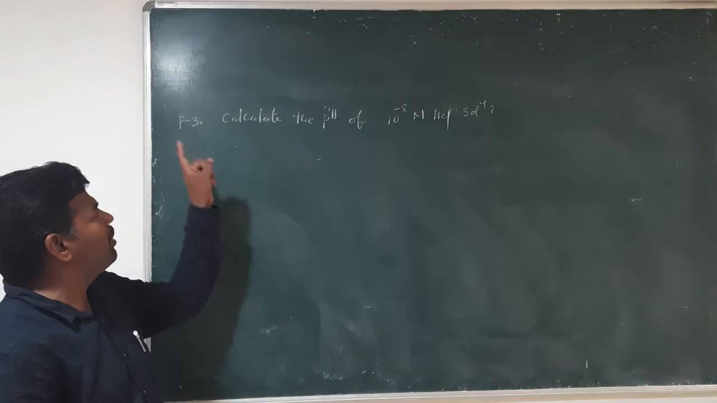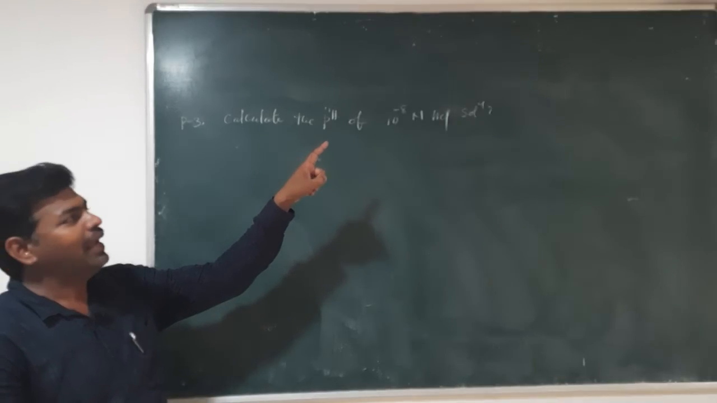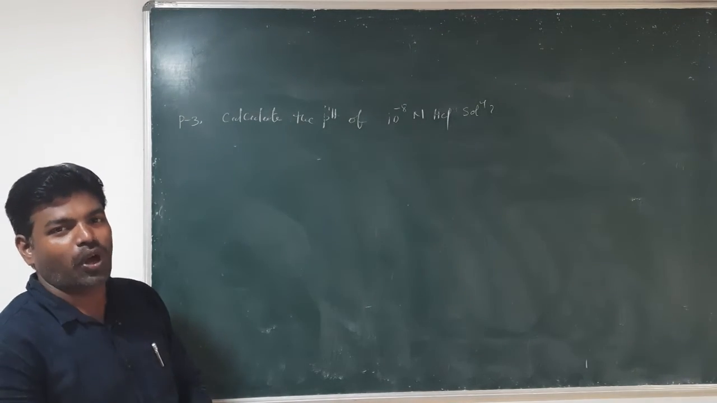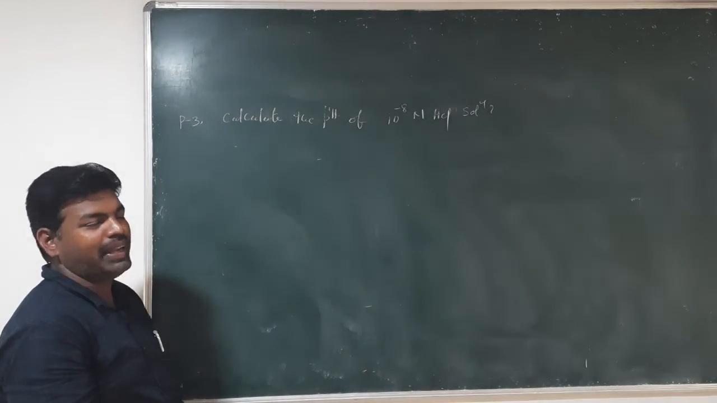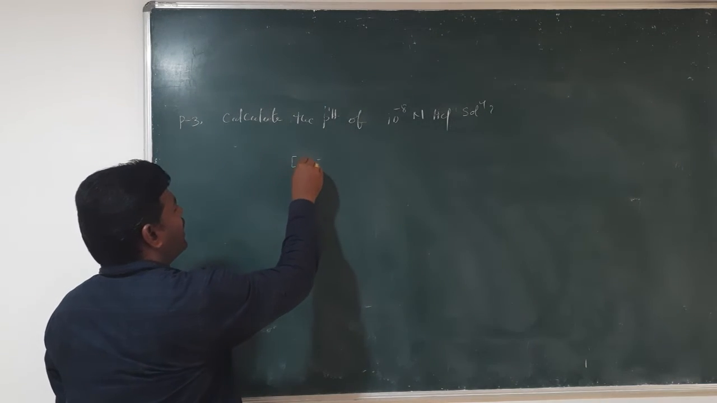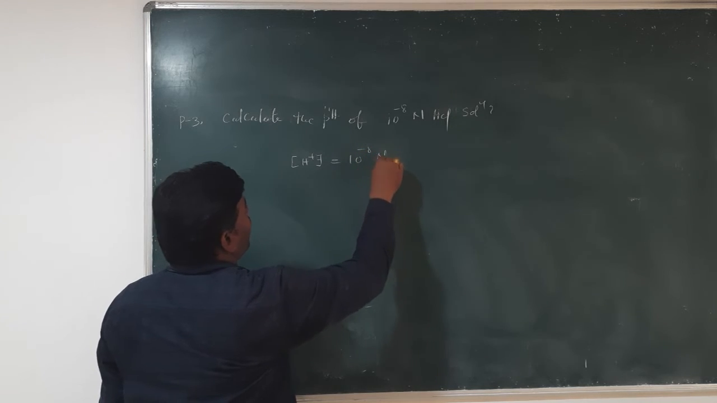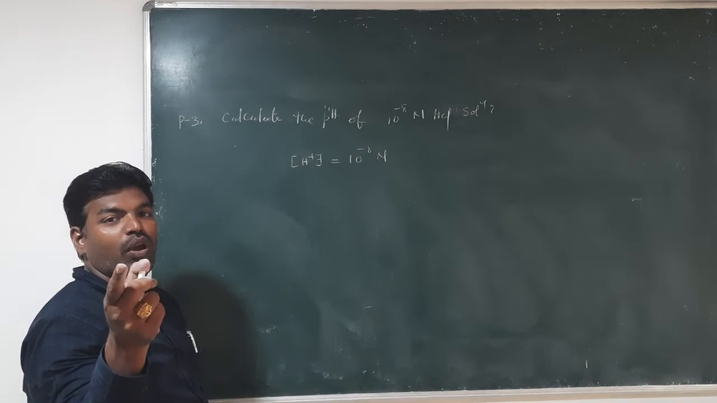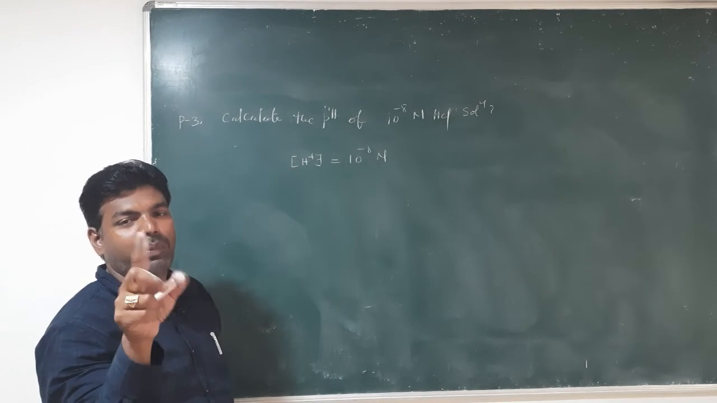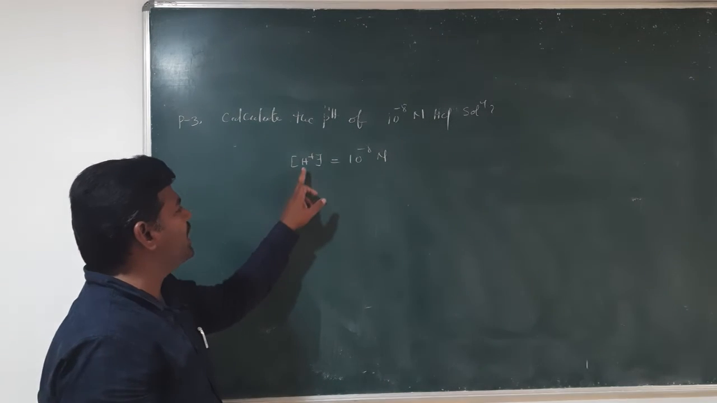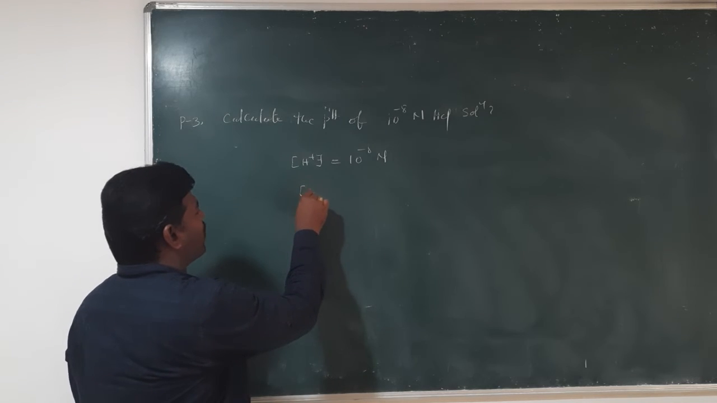And here is problem 3, that is, calculate the pH of 10 power minus 8 normal HCl solution. It is a very interesting problem. So, here 10 power minus 8 normal HCl means the concentration of H plus ions is 10 power minus 8 normal. For HCl, normality and molarity are equal because the N factor is 1. When the N factor becomes 1, normality is equal to molarity. So, here the concentration of H plus ions is 10 power minus 8.